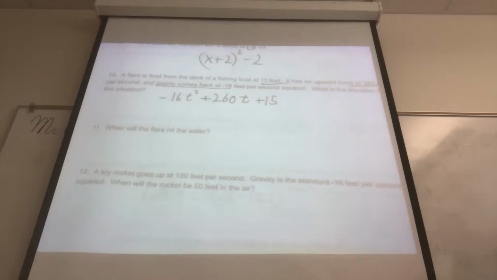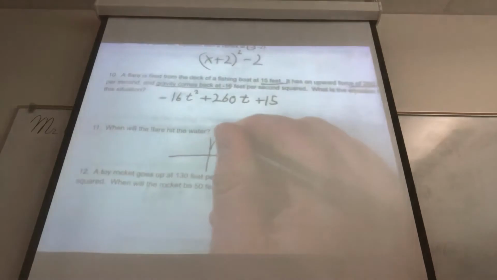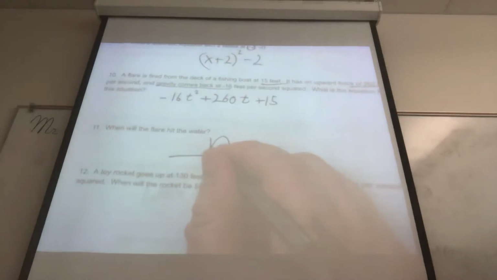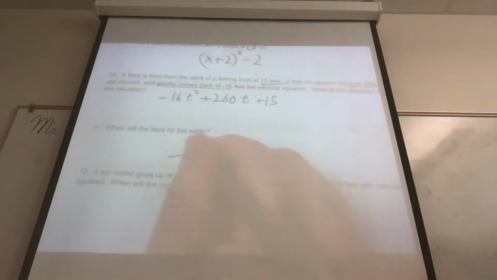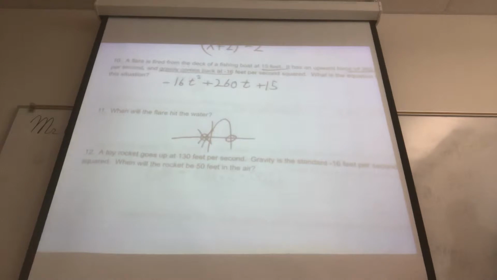When would the flare hit the water? Again, I don't have the exact answer on this one. If there is one like this on your test, it's multiple choice, so you'd be able to select it. But it's going to come from like here, go up, and come back down because gravity. So there'll be another spot where it crosses 0, like back here in the negative. The negative value is not going to make any sense for that. Only the positive value is going to matter. So you just have to look for where that graph crosses the axis.